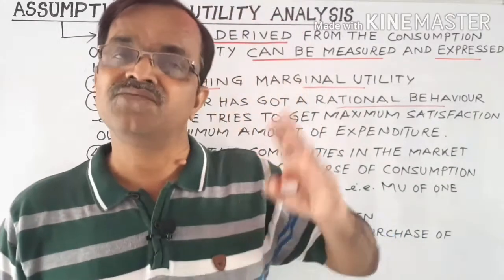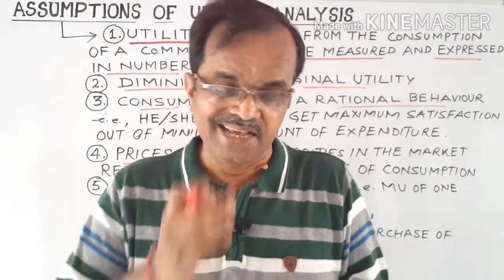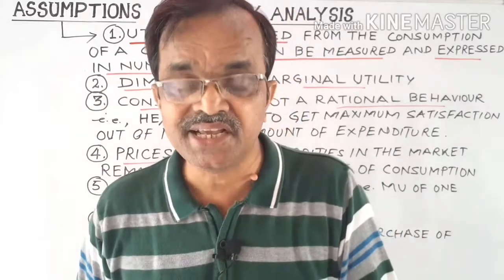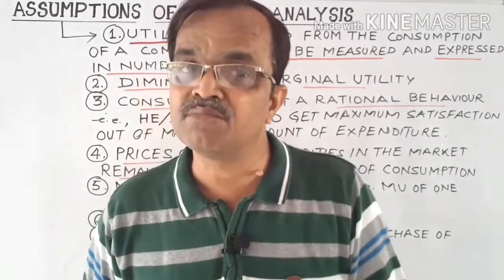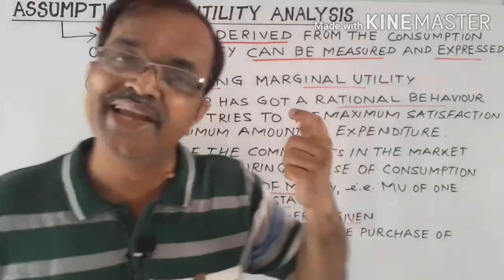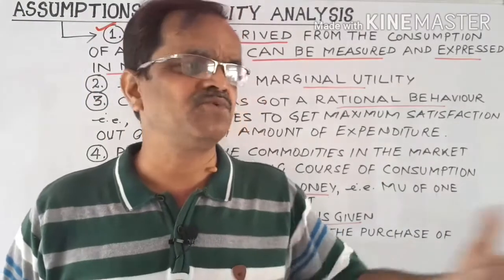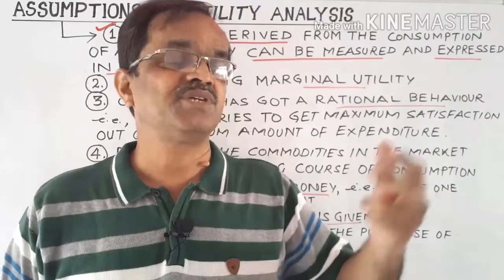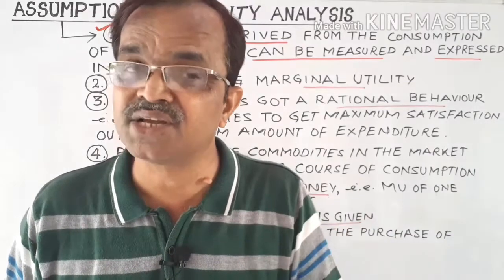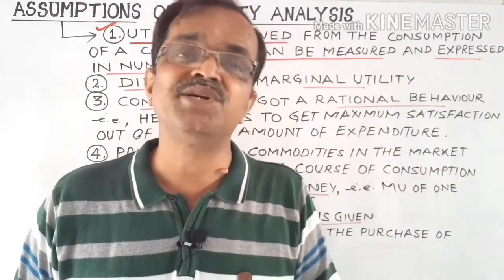First, an assumption on which the theory of marginal utility analysis, or simply utility analysis, is based is that the utility derived from the consumption of different units of a commodity can be measured and expressed in numbers, that is, cardinal numbers. That is the first assumption. Whatever the satisfaction that any consumer derives from the consumption of a commodity can be measured and expressed in numbers. Suppose a consumer is consuming a commodity and he finds that he gets satisfaction equal to 10 utils. Then this 10 utils of satisfaction is called cardinal utility; cardinal measurement of utility is possible.